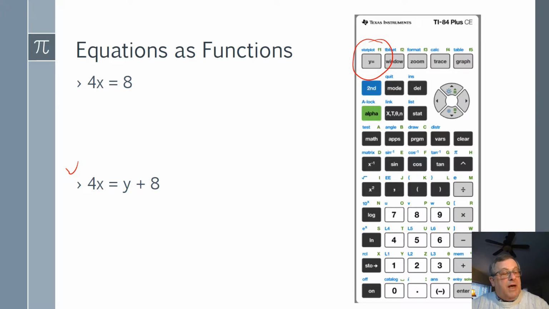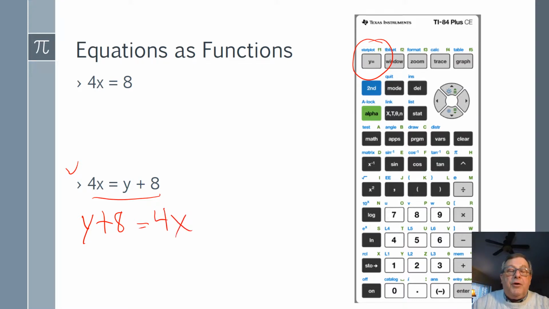And we can take a look at it, and we can see if that function is going to pass the vertical line test, which would tell us that it is in fact a function. So the first thing I'm going to do with this equation is swap it around. So I got y plus 8 equals 4x, which I'm able to do. I've not changed the value of anything. I've just moved it from one side to the other because I want my y to be on the left of the equality.